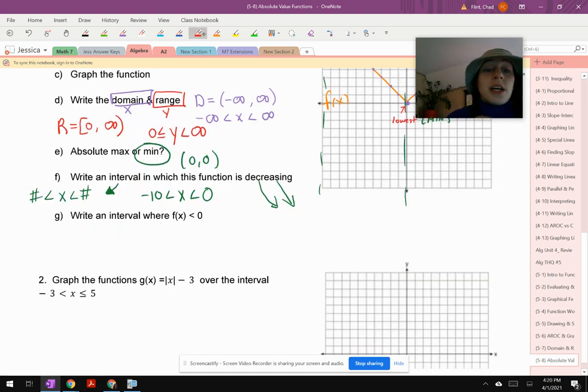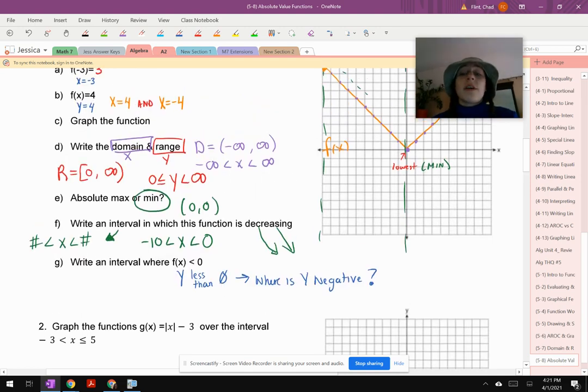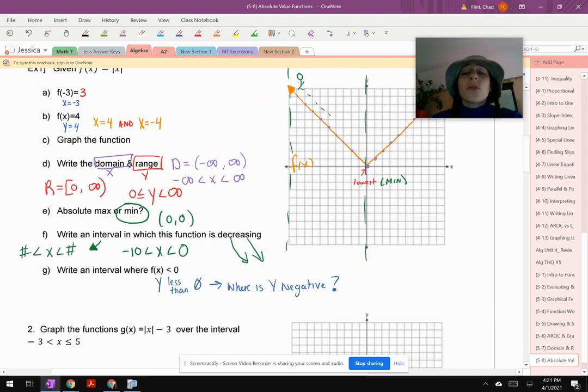Again, part G is asking us for another interval where f of x is less than 0. So f of x is really just talking about y being less than 0, which just means where is y negative? That's what this question's asking. Where are the y values negative? Well, the y values are negative over here. These are all negative y values.